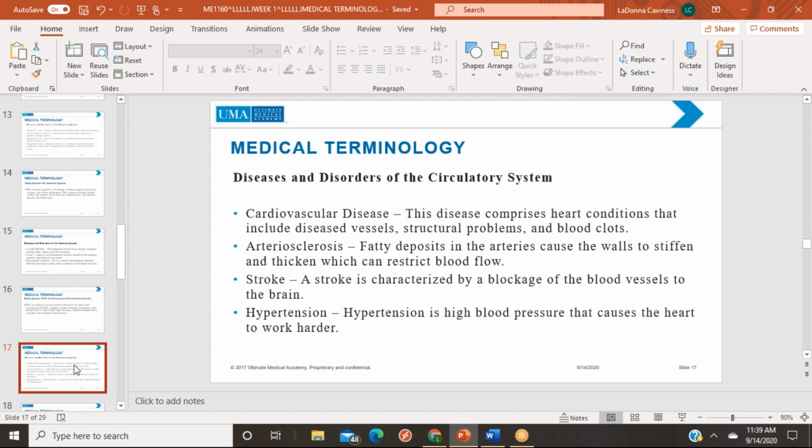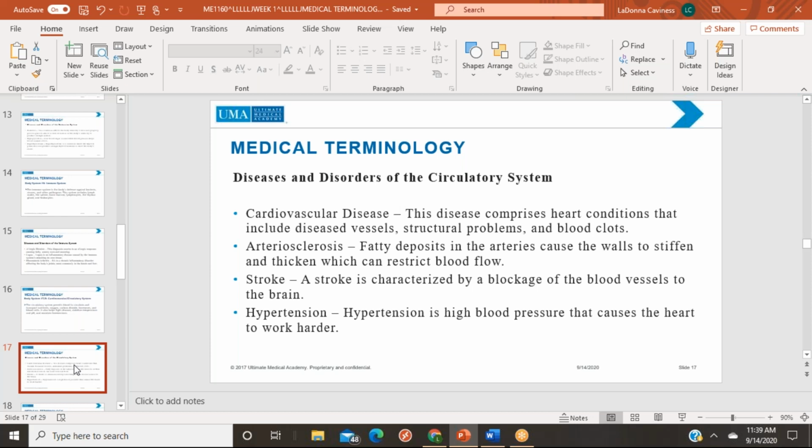All right, diseases and disorders of the circulatory system. So the first one we're going to talk about is cardiovascular disease. This disease comprises heart conditions that include diseased vessels, structural problems, and blood clots. Here's another one, arteriosclerosis. It's fatty deposits in the arteries causing the walls to stiffen and thicken, which can restrict blood flow. Stroke. It's characterized by blockage of blood vessels to the brain.